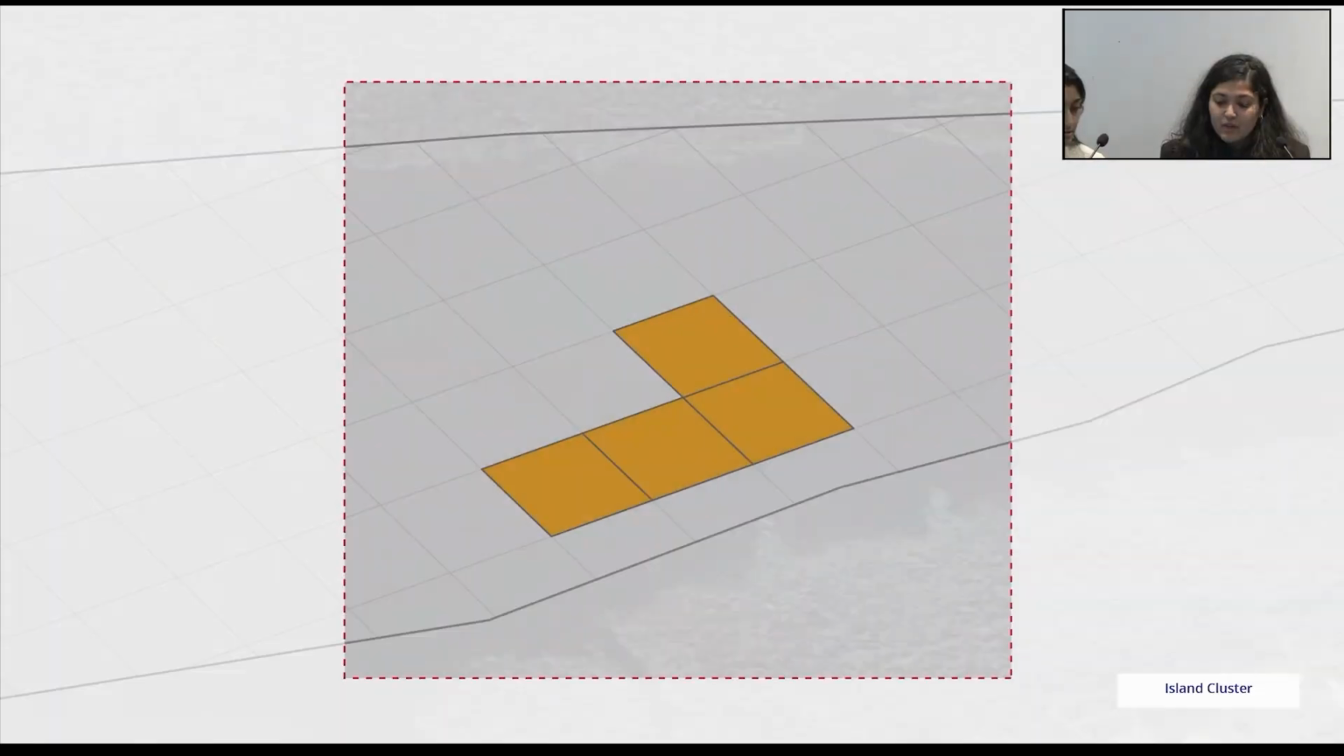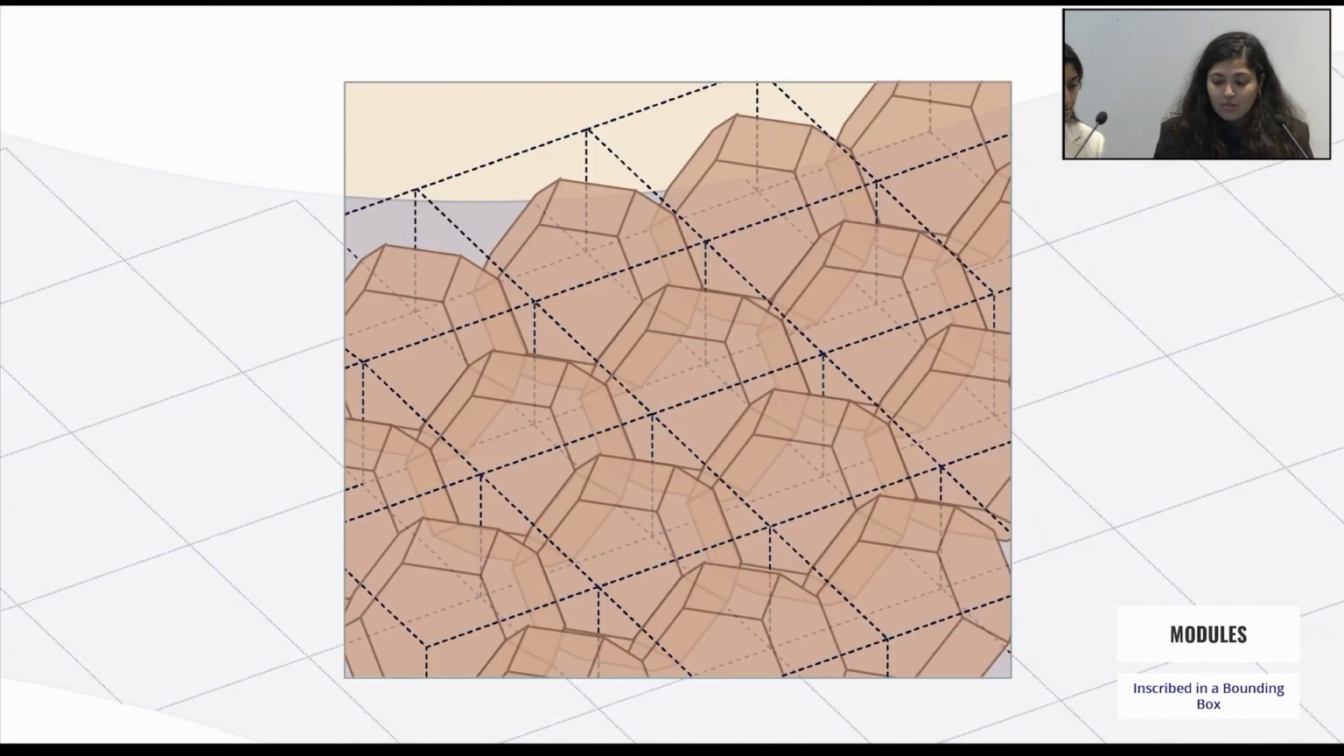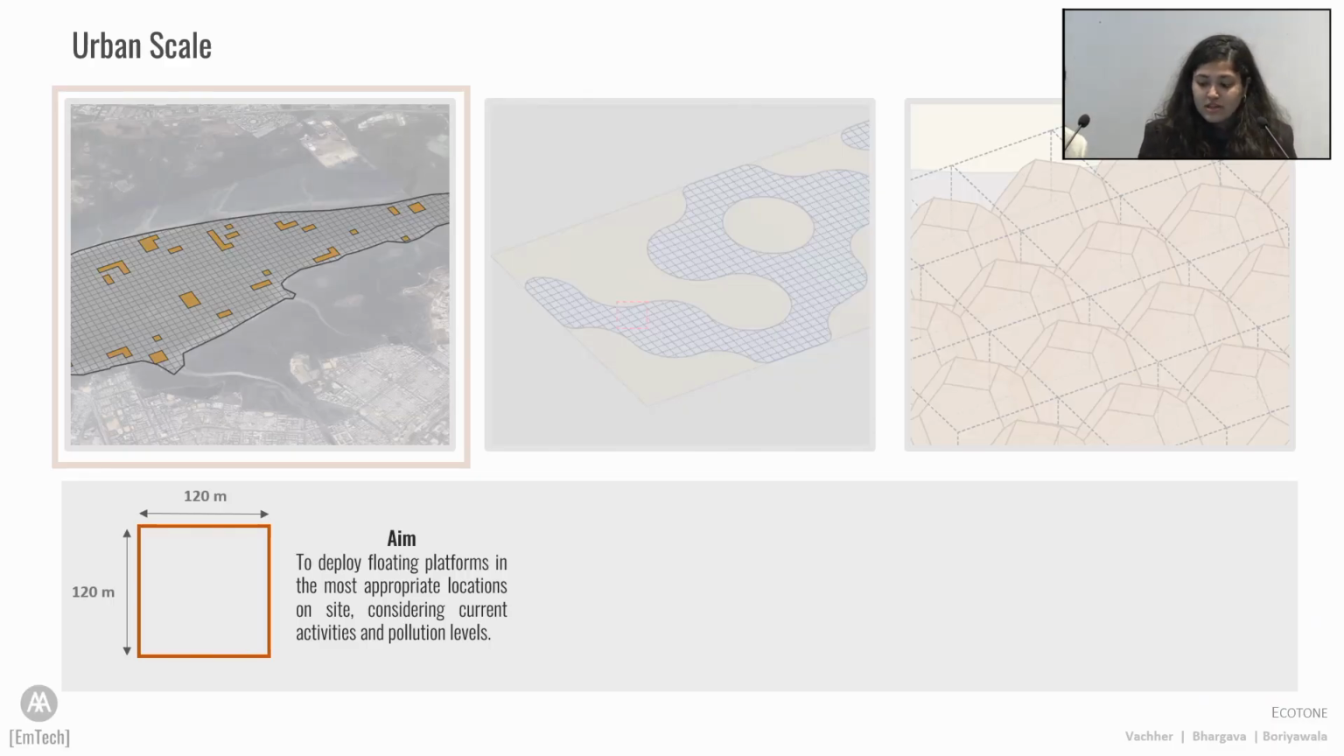The design development occurred in three phases: on the urban scale, regional scale, and modular scale through the course of the project. On the urban scale, experiments were carried out to deploy the floating platforms in the most appropriate locations on site.